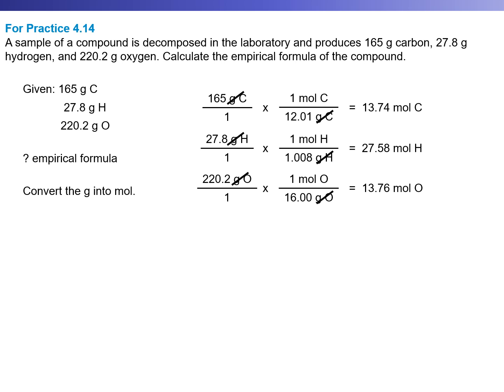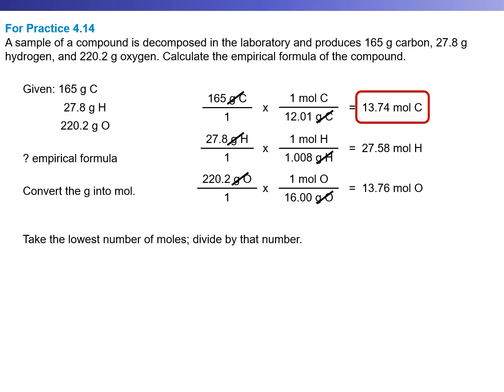All right, so now that we've found the moles of each one of these, we want to establish a relationship between these three values right here. And the way that we do that is we're going to take the lowest number of these three numbers right here, and we're going to divide all three of these numbers by that number. So what does that look like? Well, our lowest number is going to be 13.74, which is the moles of carbon.